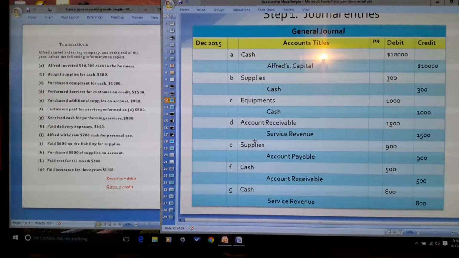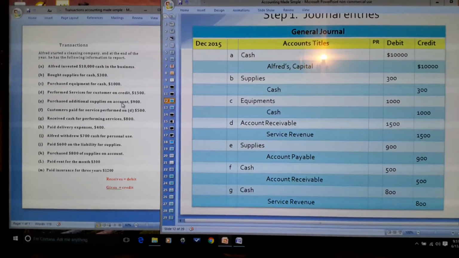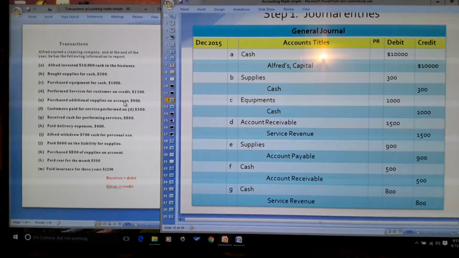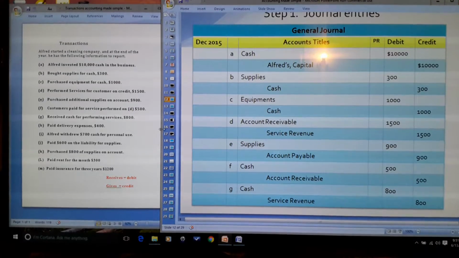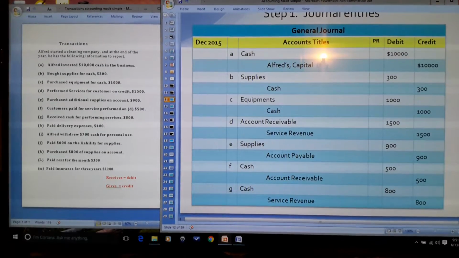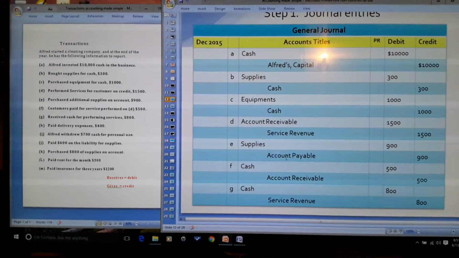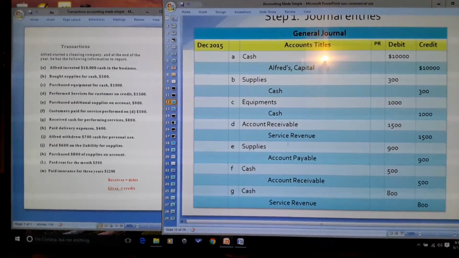You go to E. E says purchase additional supplies on account. You purchase supplies, but you haven't paid yet. Okay? That means you purchase them on credit. So supplies is receiving. But this is you creating a liability for yourself, which is called accounts payable. So you record the amounts.